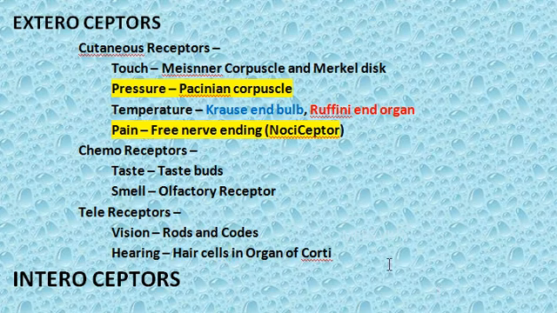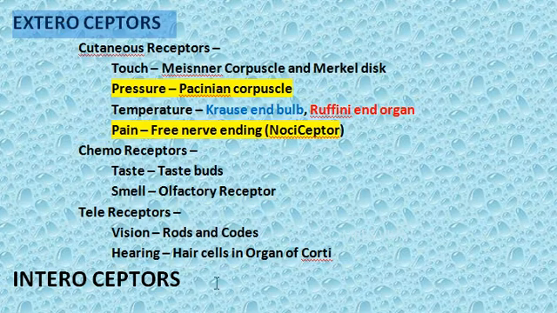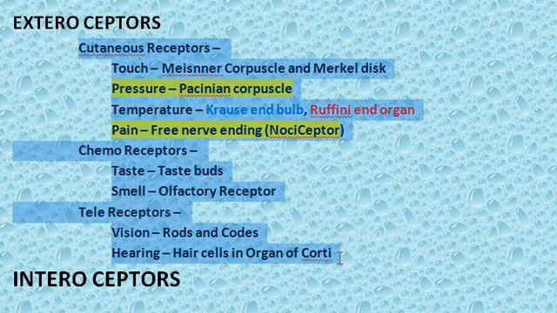Fine? So in this video we saw what receptors are, and we saw classification of receptors based on location, exteroceptors and interoceptors. We have seen details of exteroceptors here. We will continue with the interoceptors in the next video.